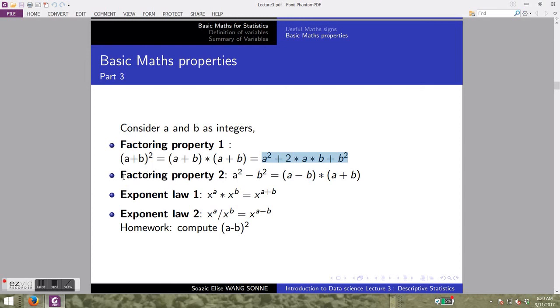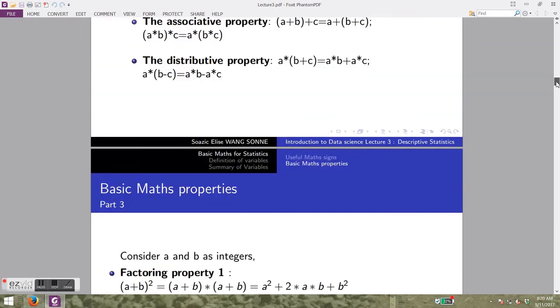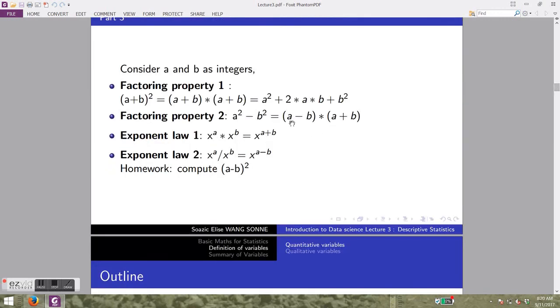And then you also have the factoring property number 2, which is a squared minus b squared is equal to a minus b times a plus b. And then you find exactly the same answer when we move from here to here using the distributive property, the associative property, and the commutative property. We move from here to here very easily.